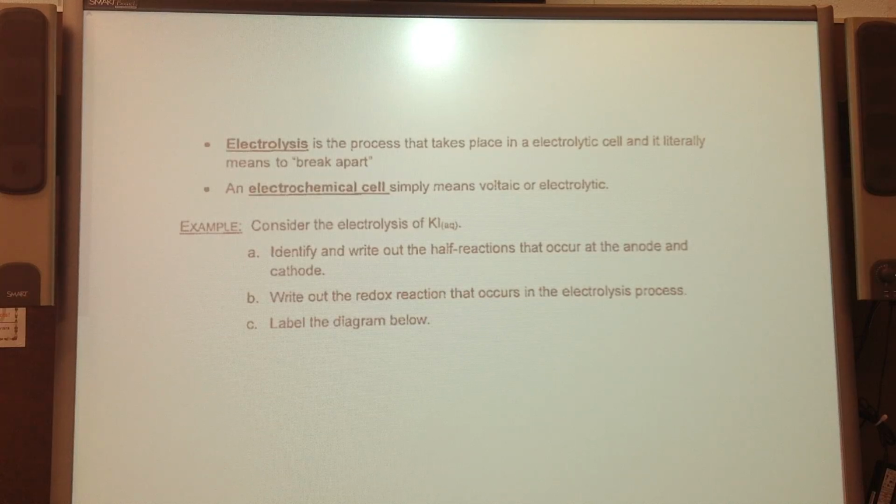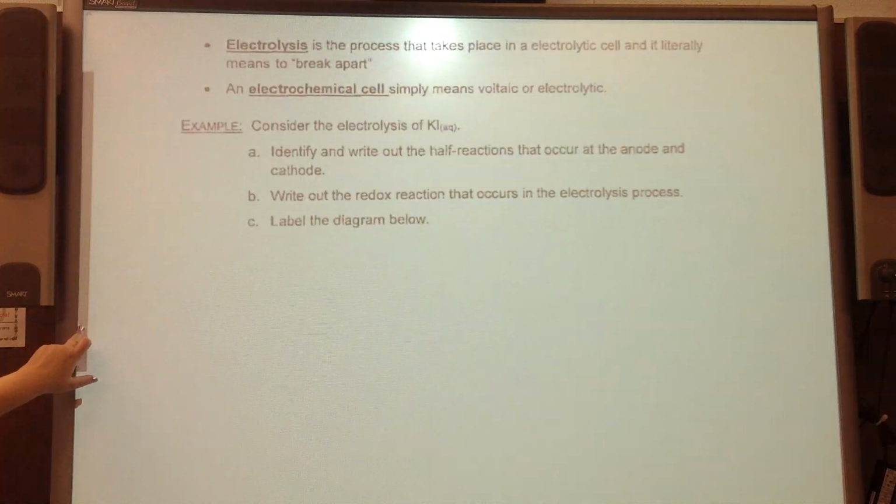because you're having a change from chemical energy to electrical energy or electrical energy to chemical energy. That's all an electrochemical cell means. A change from electricity, electro, to chemical, chemistry. Okay? So, electrolysis, or electrolytic cell, and electrochemical cell are not interchangeable.